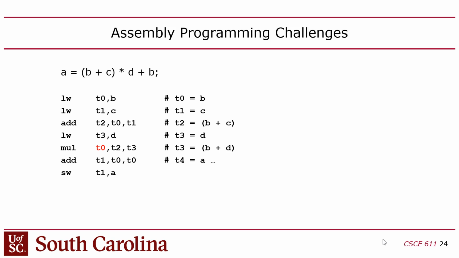The output register is the one listed first here. And then the B plus C sub-expression is then multiplied by D, which is loaded into T3. So T2 times T3 is put into T0. And then I have to add that to B, which I have previously loaded into T0, and then I store that result back to A. Right? You guys all remember that? Everyone comfortable with that? Okay.